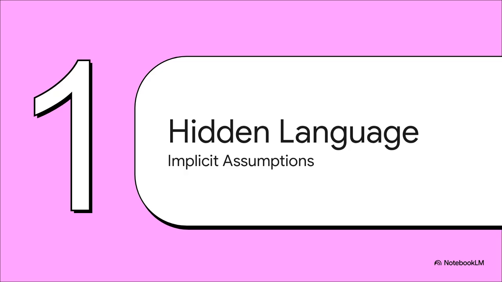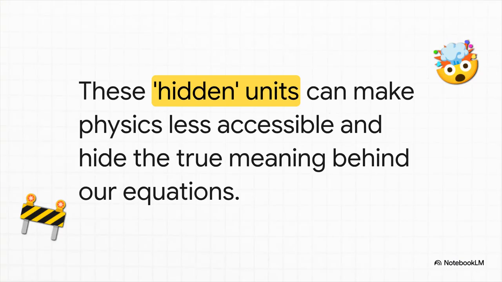It's a system that's built on these unspoken assumptions. And sure, it might work okay for the experts who are already in on the secret, but for everybody else, it can be a massive barrier. And look, this ambiguity isn't just some small thing that trips up students. It's got a much bigger impact. It doesn't just make physics harder to get into, it actually hides the beautiful, intuitive meaning that's right there, inside the equations that describe our world.